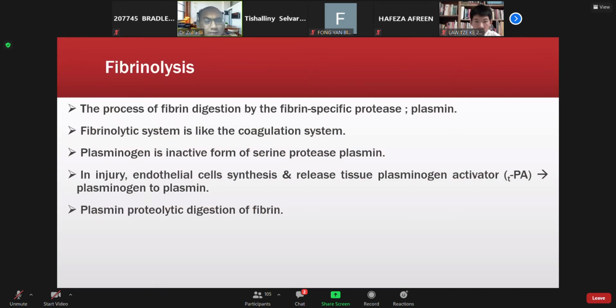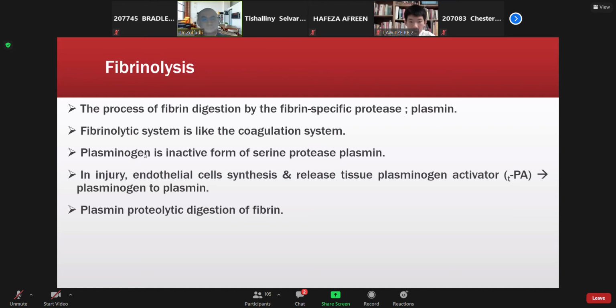Fibrinolysis is the process of fibrin digestion by the fibrin-specific protease called plasmin. So the fibrinolytic system is like the coagulation system. Plasminogen is an inactive form of the serine protease plasmin. In injury, endothelial cells synthesize and release tissue plasminogen activator, which will convert plasminogen to plasmin, and then plasmin proteolytically digests fibrin.